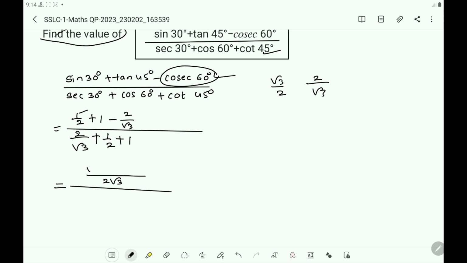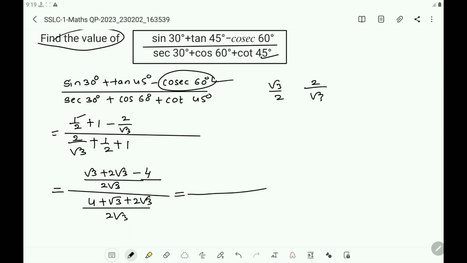Here 1 into root 3 is root 3. Then 1 into 2 root 3 is 2 root 3, and 1 into 2 root 3 minus 2 twos are 4. Then here also you take 2 root 3 as the LCM. 2 into 2 is 4. 4 plus root 3 plus 2 root 3.